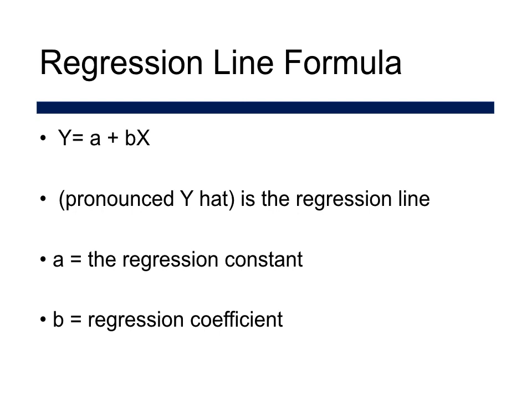B equals the slope of the line, or said differently, the rate of change in Y for each 1 unit change in X. When B is positive, Y increases as X increases. When B is negative, Y decreases as X increases. If B equals 0, then there is no relationship and the line is horizontal.